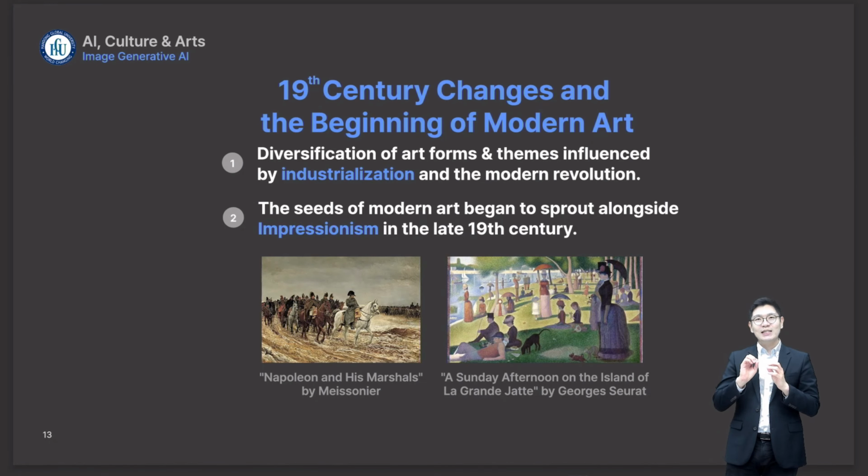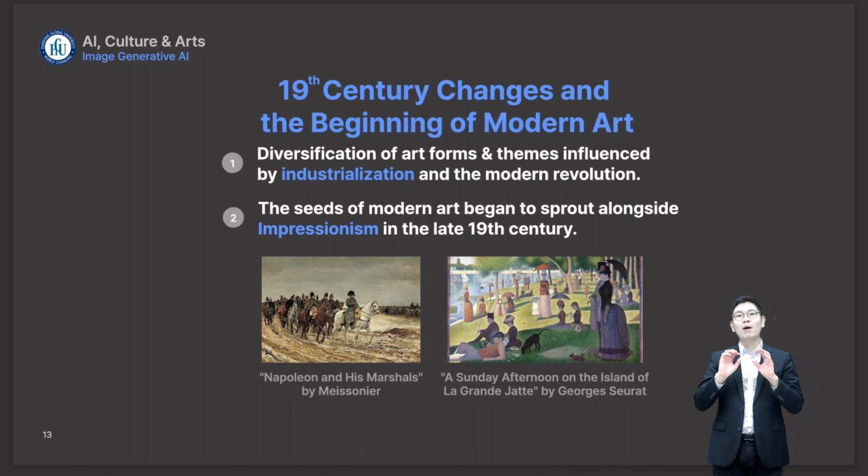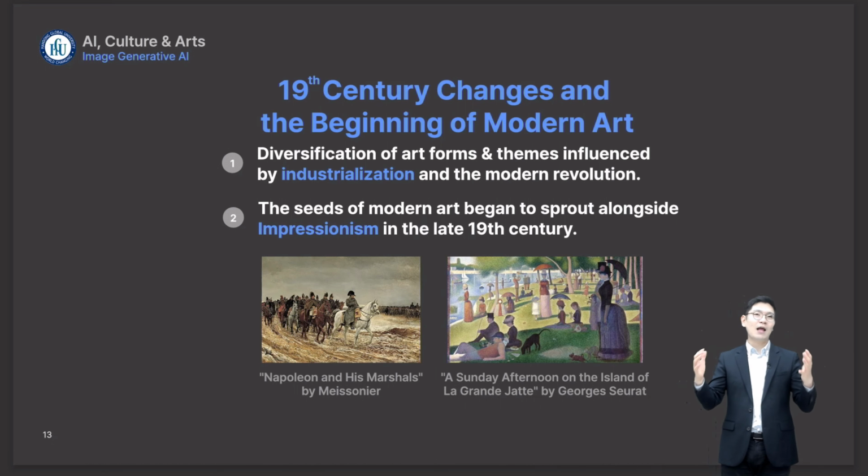the 19th century changes and the beginning of modern art. At that time, there was a diversification of art forms and themes influenced by modernization and industrialization. This is the seed of modern art that began to sprout alongside Impressionism in the late 19th century. I'm pretty sure you love Monet, Degas, or Georges Seurat. So please look at it, the different styles.